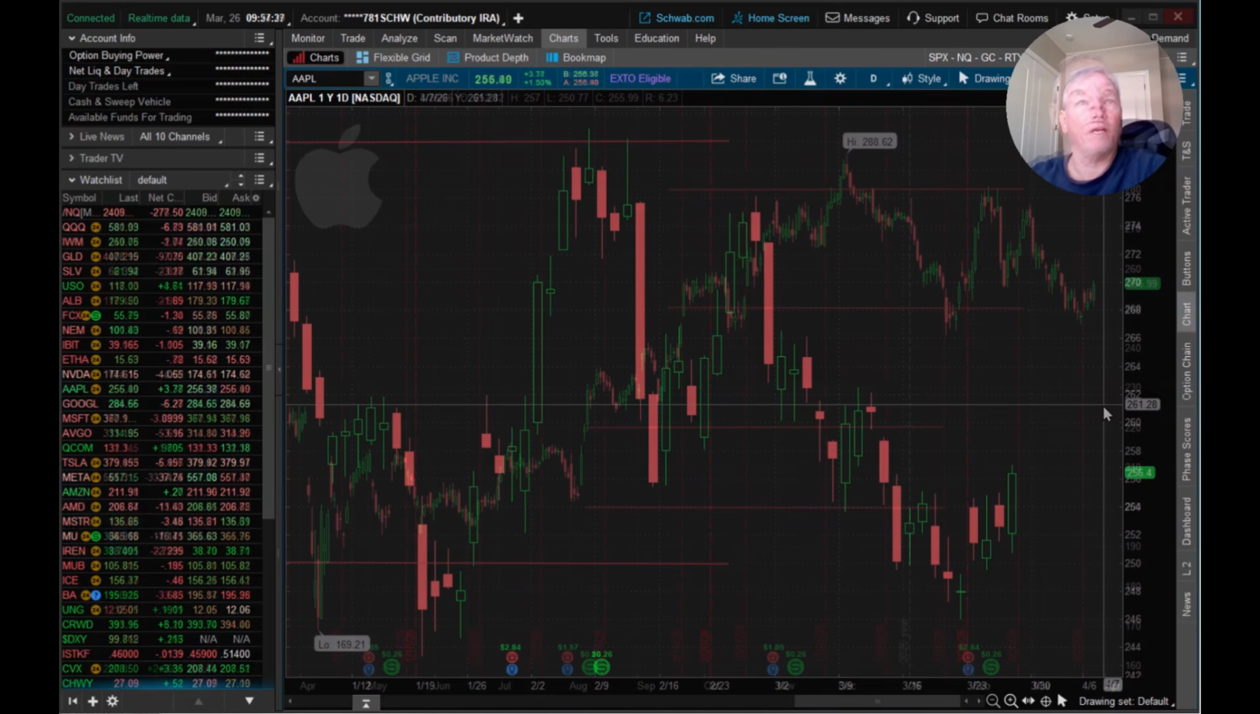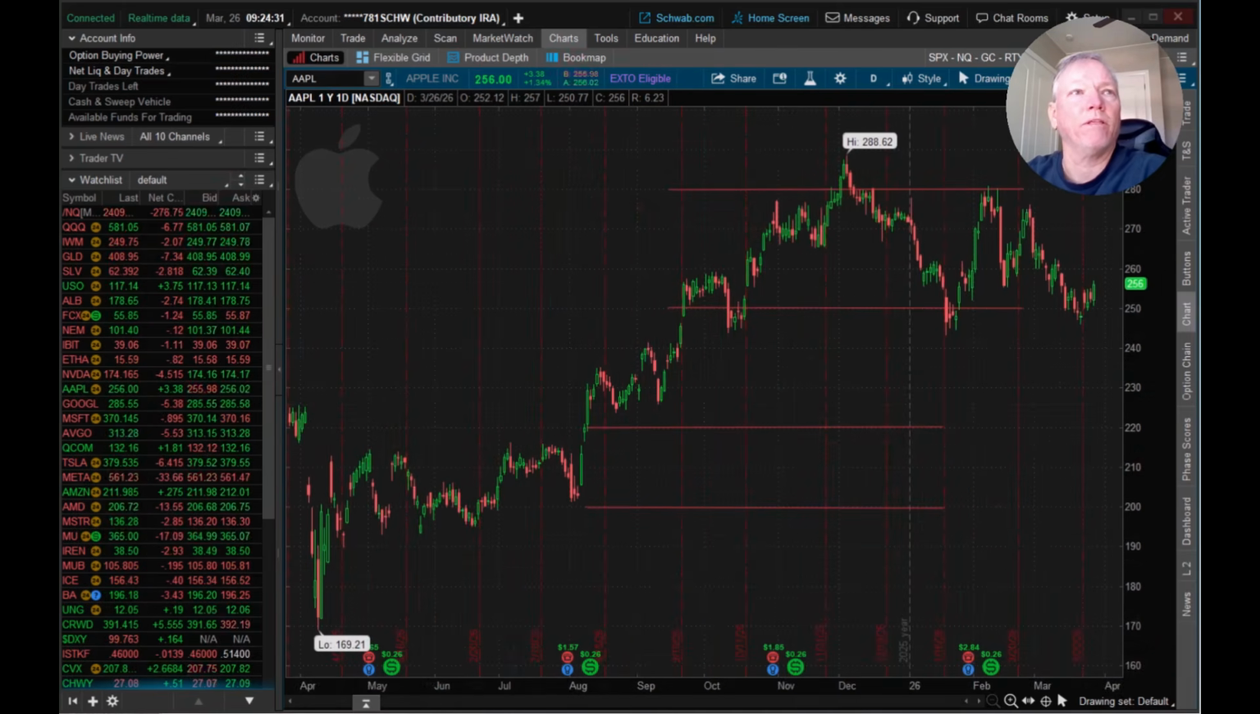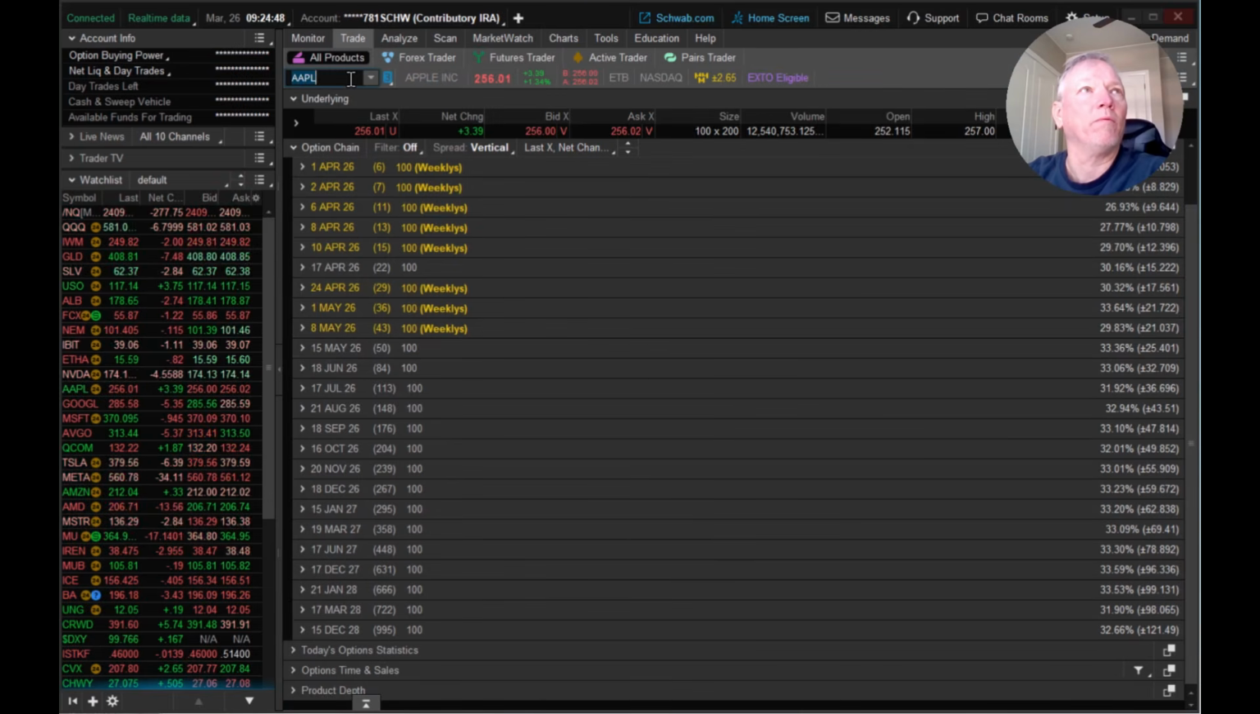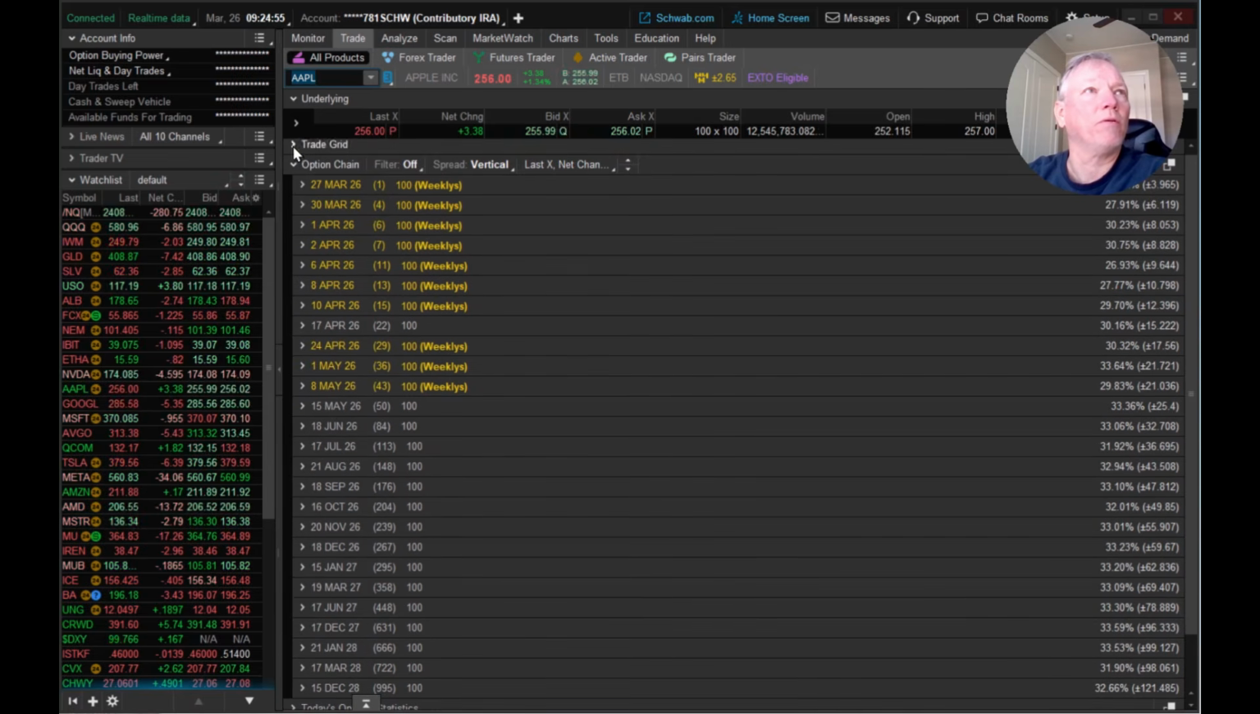We're going to be looking at debit spreads, specifically a bull call spread and a bear put spread. We're currently looking at a daily chart on Apple, so we use Apple as our example here. If we flip over to the trade tab, we will find that we can type in Apple, find an expiration date that we would like to trade out to with our debit spread. So let's just, for this example, look at the 1st of April, so 6 days away.